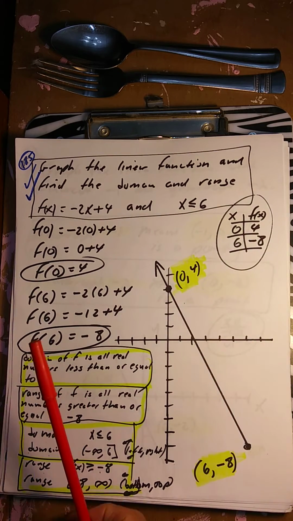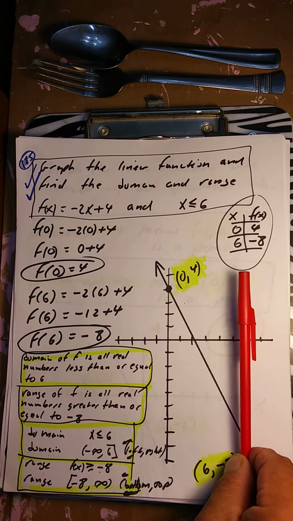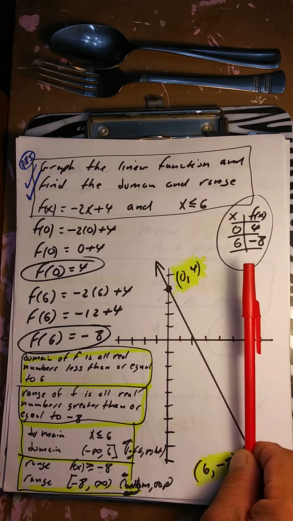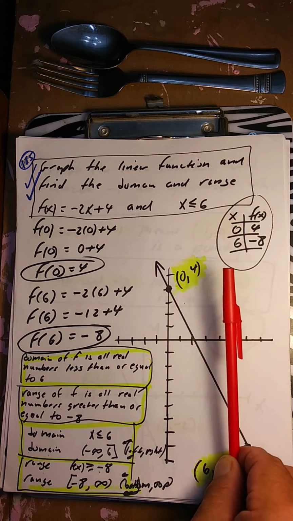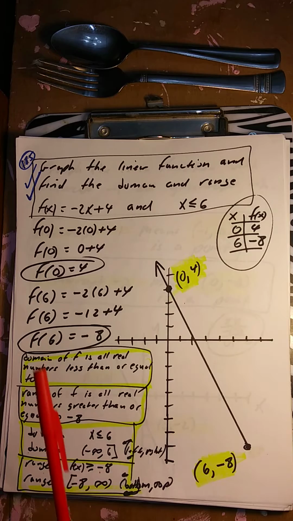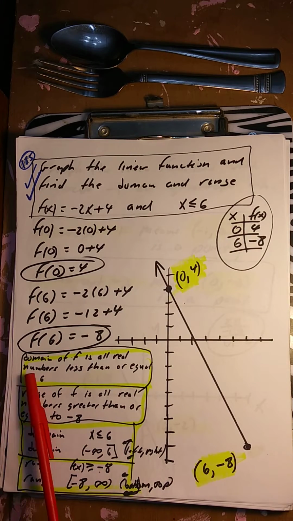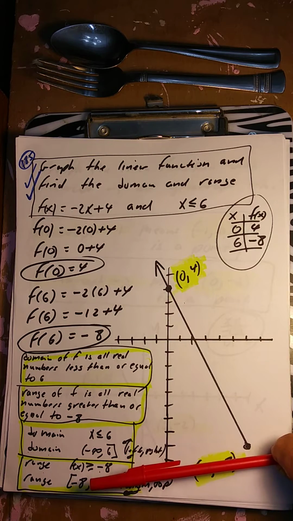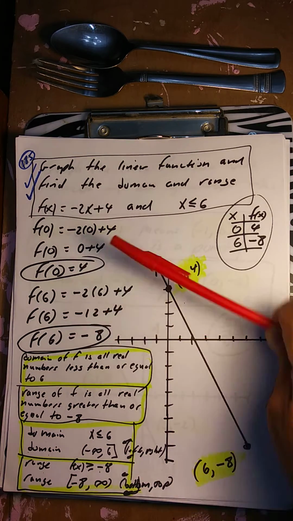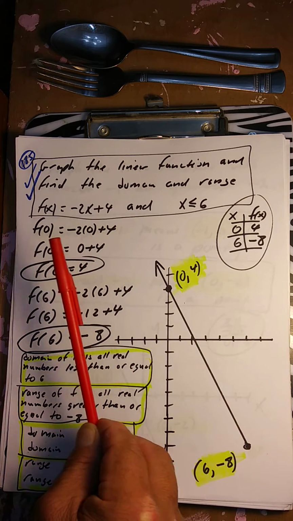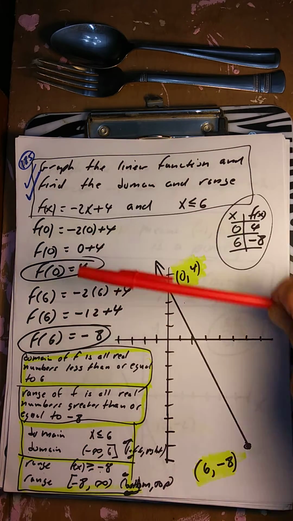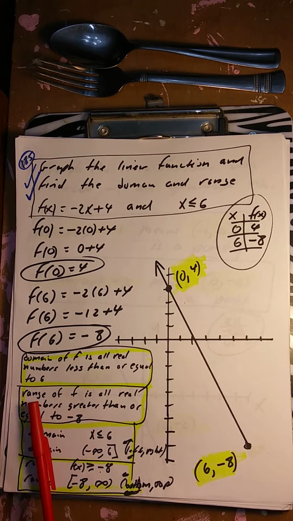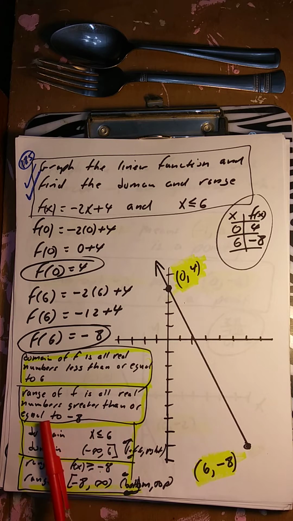So domain is going to go from right here. Keep going, keep going, keep going. It doesn't stop. Domain is from left to right right there. So it goes all the way to where? To negative infinity from 6. Anything less than or equal to what? 6. Domain of f is all real numbers less than or equal to 6. The range is going to be all the numbers from where? From negative 8 this way. Domain goes right here this way. Range goes right there. Up. Keep going. So domain of f is all real numbers less than or equal to 6. Range of f is all real numbers greater than or equal to negative 8.